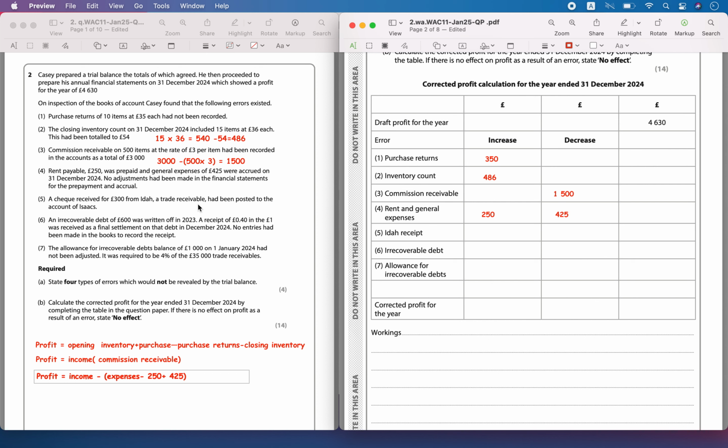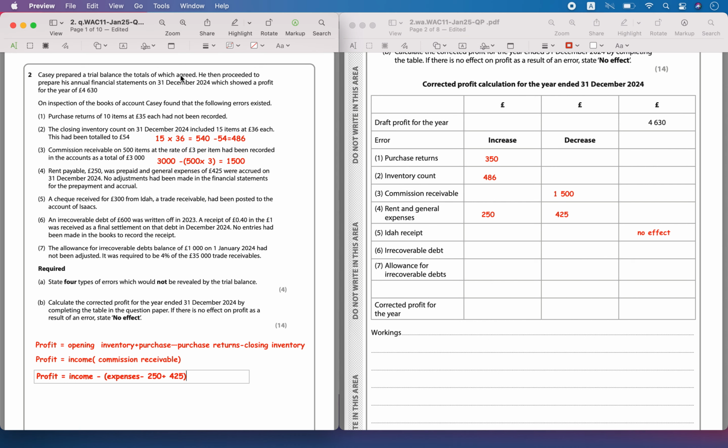Then EDA receipt. The cheque received of 300 from EDA, a trade receivable, had been posted to the account of ISEC. This will have no effect on the profit because they are from the same class. Trade receivables don't appear in the profit statement. An irrecoverable debt of 600 was written off in 2023. A receipt of 0.4 in the £1 was received as a final settlement on that debt in December 2024. No entries had been made in the books to record this receipt.